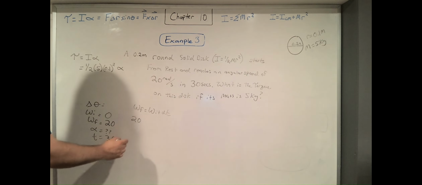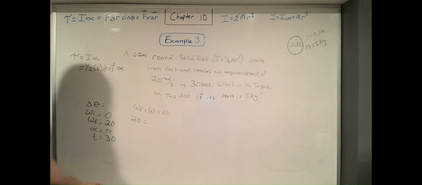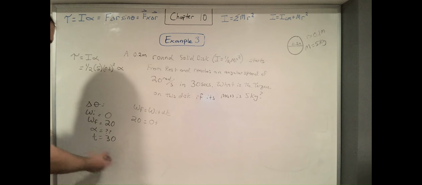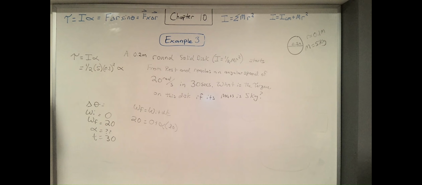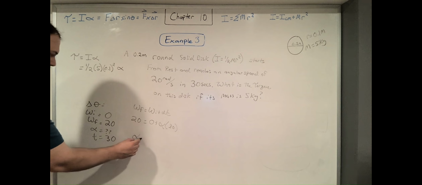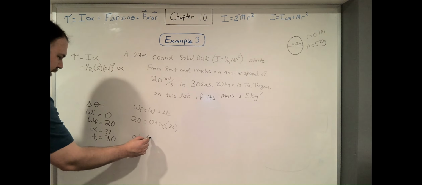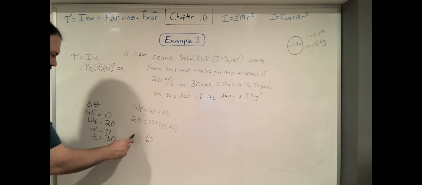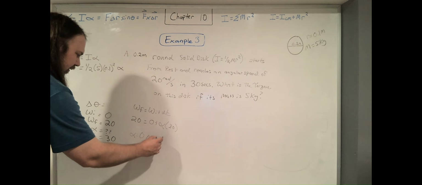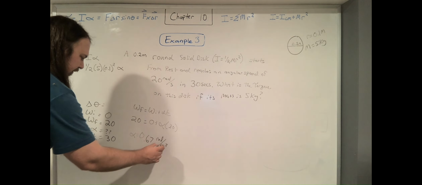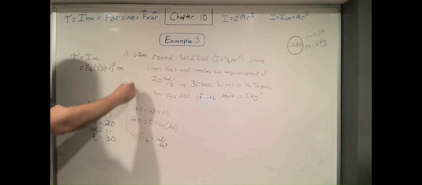And then I just start plugging in. I know that we end with 20. We start with 0. I know alpha is what I'm looking for, and I know that this is 30. All right, which means alpha is equal to 20 over 30, or 2/3, 0.67. And this is radians per second squared. I'll take that alpha, I'll bring it up here, I'll plug it in.